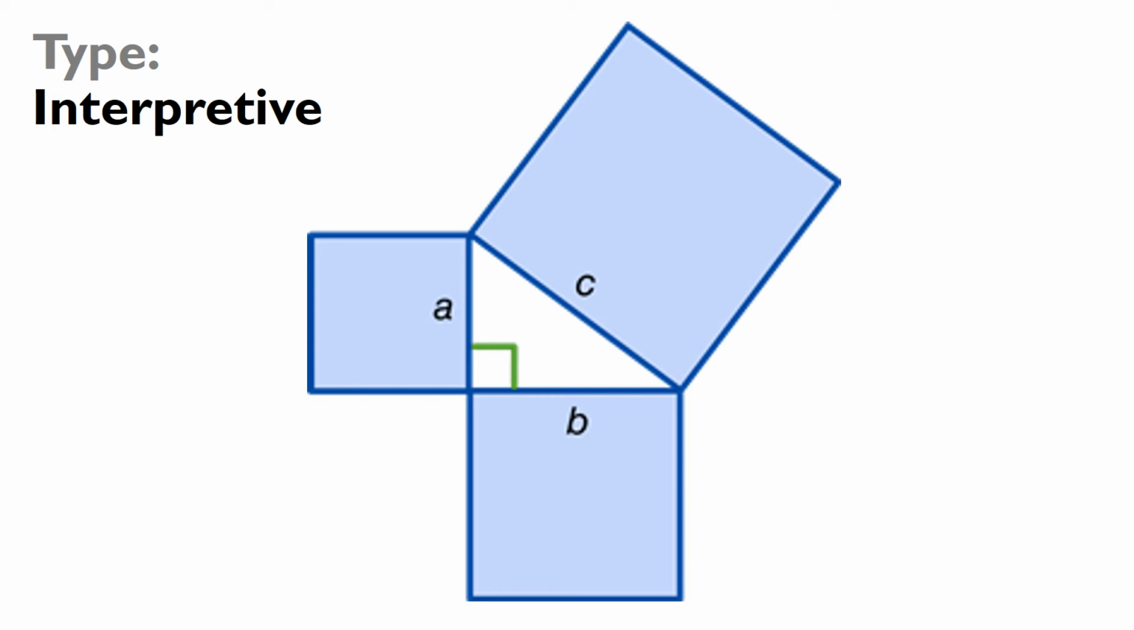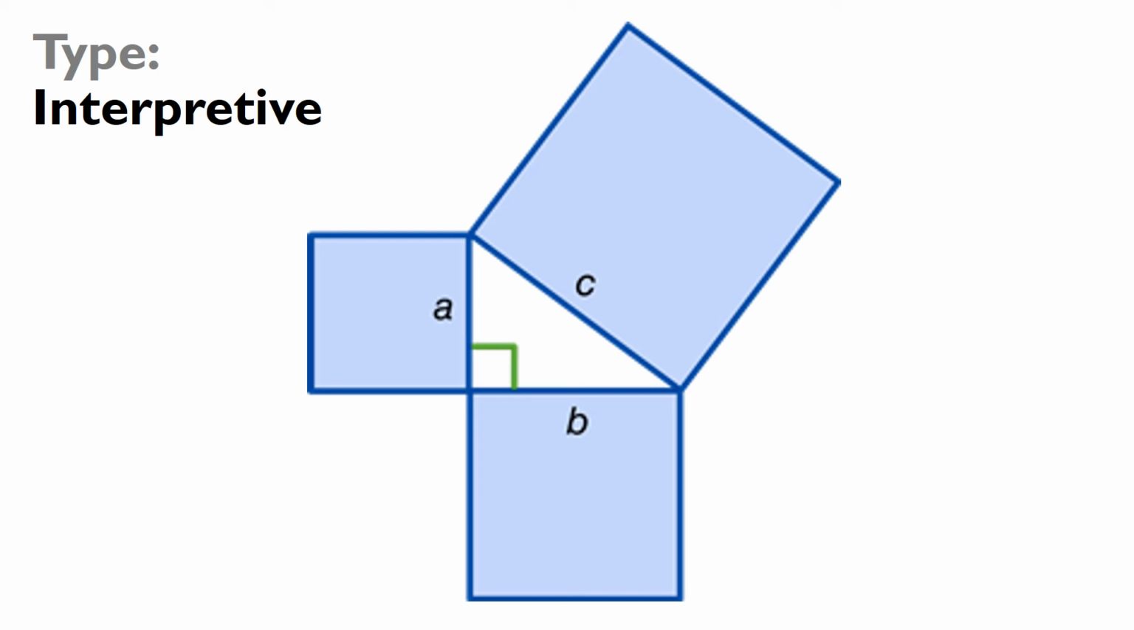A good example that might show up in a math text is an interpretive graphic that illustrates the Pythagorean theorem by, in this case, depicting that if you square A, which is one side of the right triangle, and you square the side B, which is the other side of a right triangle, that you put A and B together, and that will take up the same amount of space as squaring C, the hypotenuse.